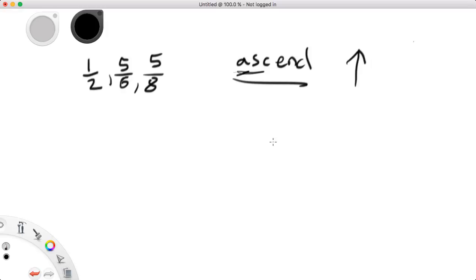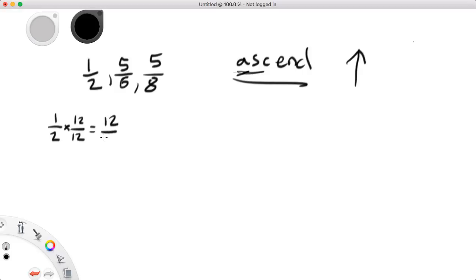And then we've got one more thing on our power-up, and it says to arrange the fractions. Okay? Arrange the fractions 1/2, 5/6, and 5/8 into ascending order. Ascending. What does ascend mean? To ascend means to go up. Descend means to go down. Ascend means to go up. So it's got to start at the smallest one and go to the biggest one.